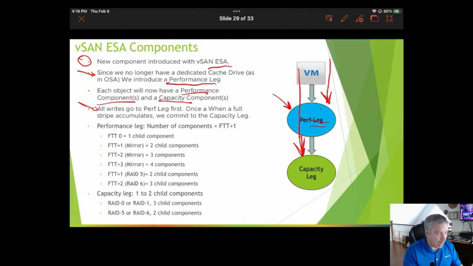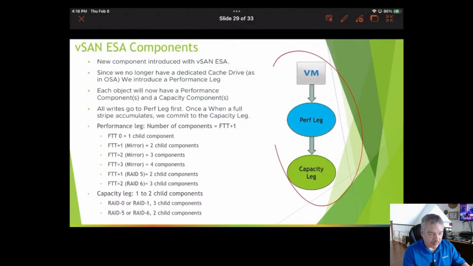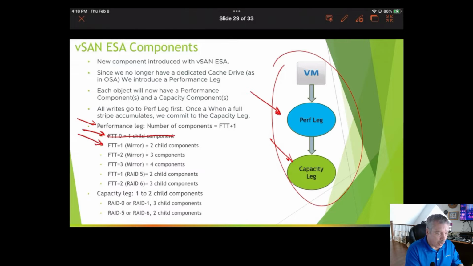Okay? Now, how many components make up this performance leg and capacity leg? Again, this is a very oversimplified diagram. Well, it depends on your storage policy. For your performance leg, if you've got a failure to tolerate of 0, you're doing RAID 0, you're only going to have one performance component. We don't really care about redundancy, right? So you're probably not doing that. Let's scratch that off.